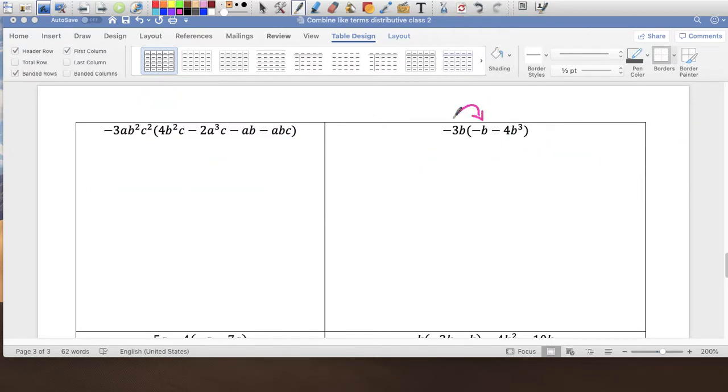Okay. Now we go from something that to something very simple. Negative times a negative is a positive, so that's going to be positive 3. B times B is B squared. A negative times a negative again. Remember, I want you to think this is a negative. It's going to be positive, so plus. 3 times 4 is 12. And B times B cubed is B to the fourth.